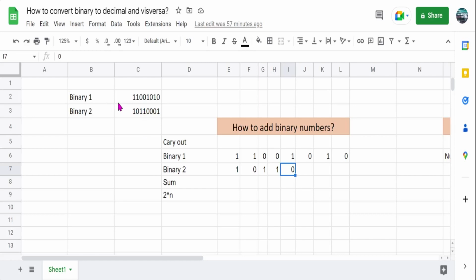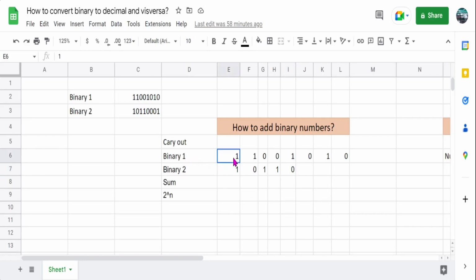As you have seen this, binary 1: 1, 1, 1, 0, 0, 1, 0, 1, 0. Binary 2: 1, 0, 1, 1, 0, 1, 0, 0, 1. Here we have 2 binary numbers with 8 bytes, 1, 2, 3, 4, 5, 6, 7, 8. There are 8 bytes with binary numbers. How to sum up these 2 binary numbers?